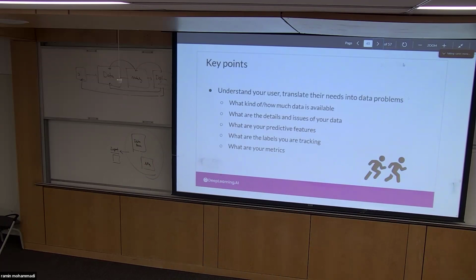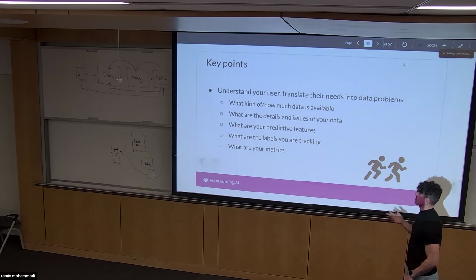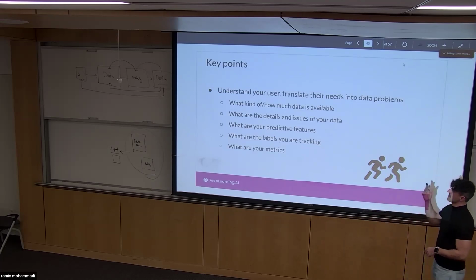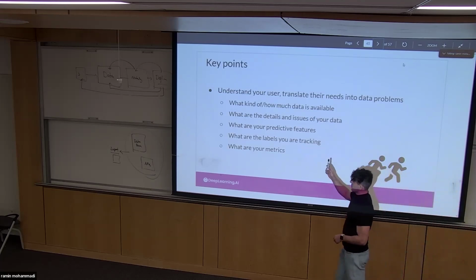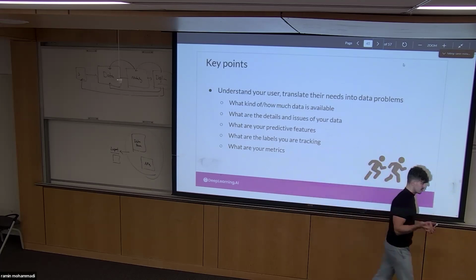So these are the key points that we just talked about to understand your user and translate the need into a data problem. We talked about what kind of data, how much you have, what the details and issues of your data are, what the predicted features are, what the labels are that you're tracking, and what your metrics are. Also remember that you need to have those ahead of time. Know what metric you're measuring.